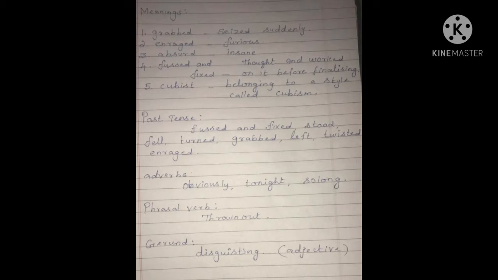Next one, phrasal verb. Phrasal verb is thrown out. Next one, gerund. Gerund is disgusting. The type of gerund is adjective.